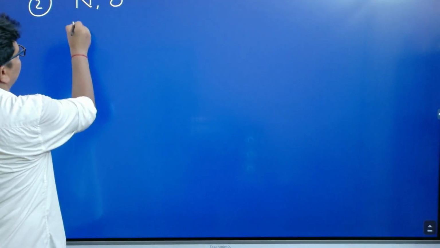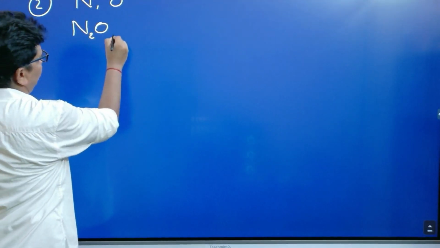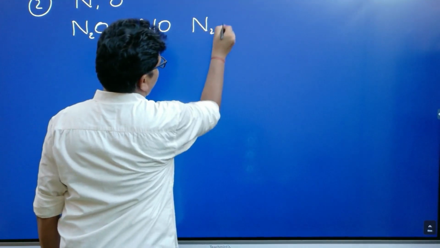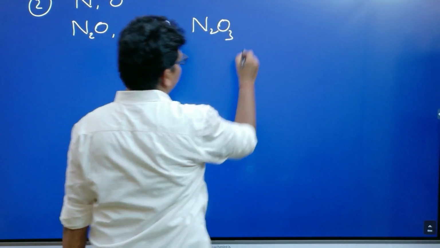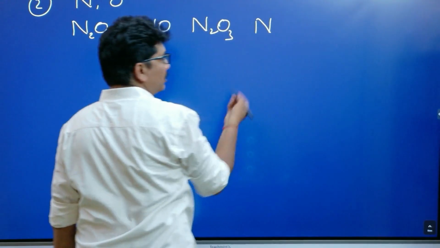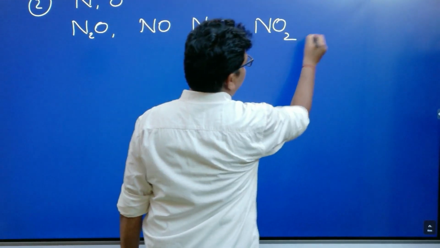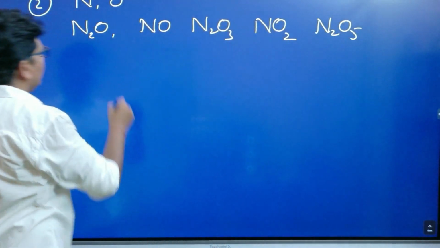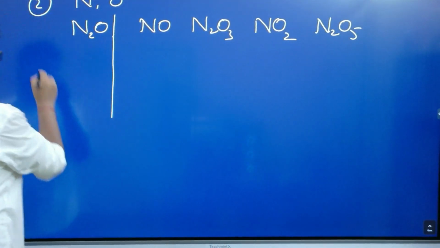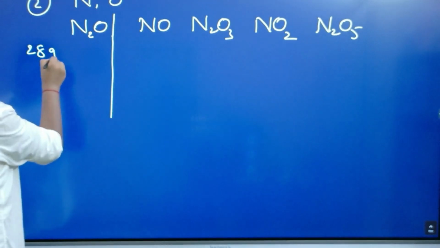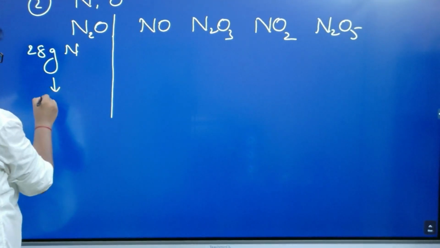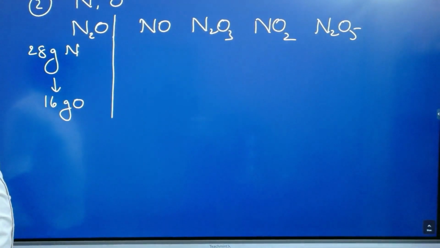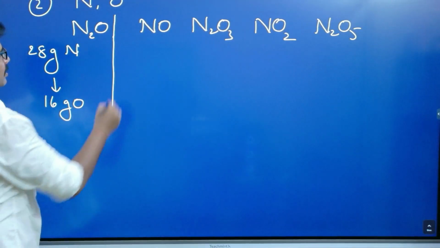So their compounds are nitrous oxide, nitric oxide, nitrogen sesqui oxide or dinitrogen trioxide, nitrogen dioxide and nitrogen pentoxide. In nitrous oxide, 28 grams of nitrogen is combined with 16 grams of oxygen. Nitrous oxide is laughing gas.